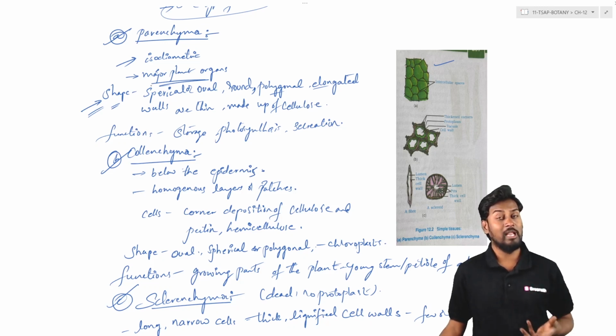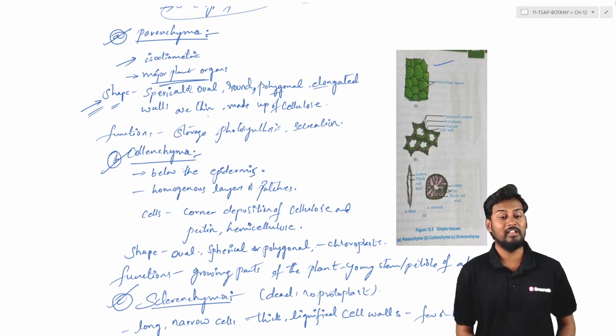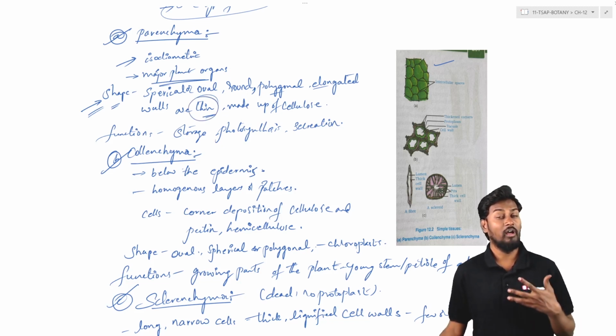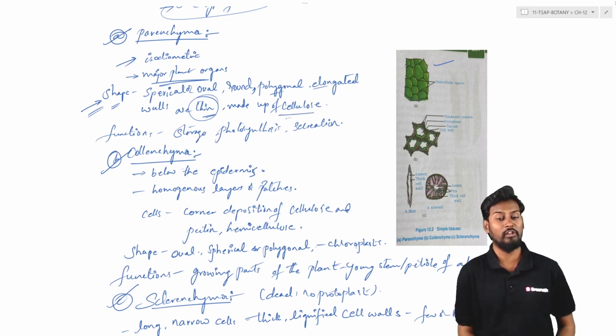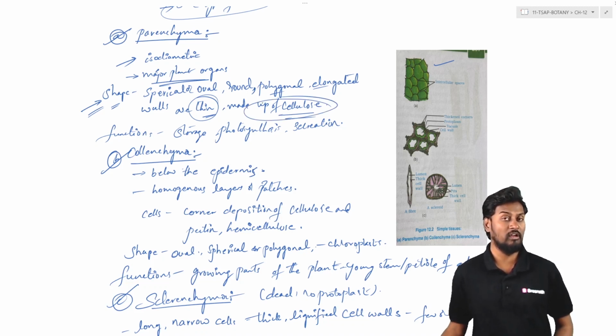So they can be oval or spherical, round or polygonal, and sometimes they are elongated. We can see that the cell wall is very thin because they are in a vigorous stage of growth, as they are just forming from meristematic cells. So the cell wall is very delicate and thin, and it is only made up of cellulose. So the major component forming the cell wall is cellulose.